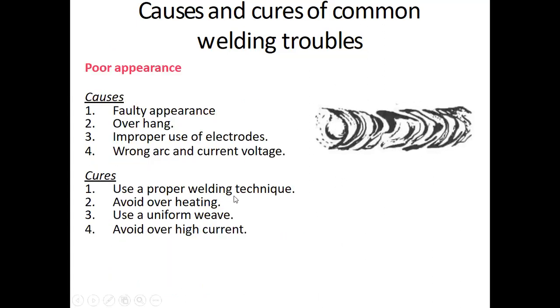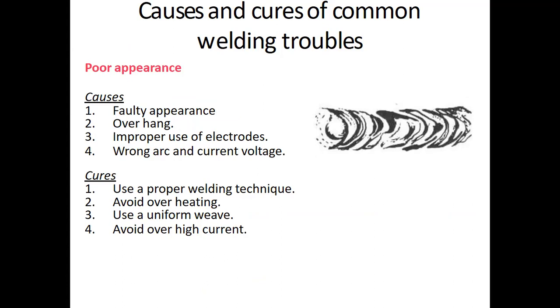Poor appearance. It doesn't look good. So how will it affect? Basically, what are the causes? Faulty appearance, overhang, improper use of electrodes, wrong arc and current voltage. All these are reasons, because in arc welding we are supplying power through a power source. We provide the flow of current, and that is responsible for generating the heat, etc.